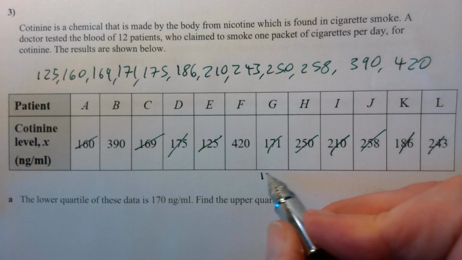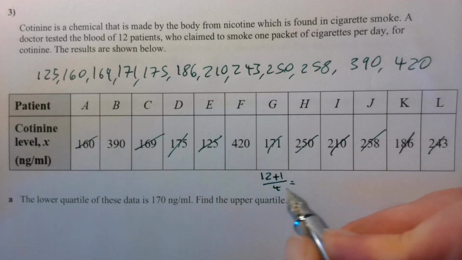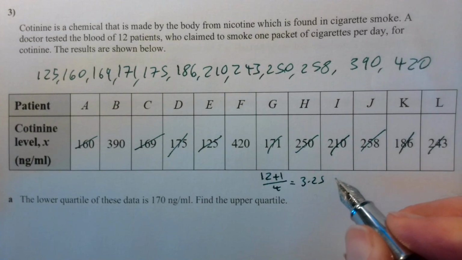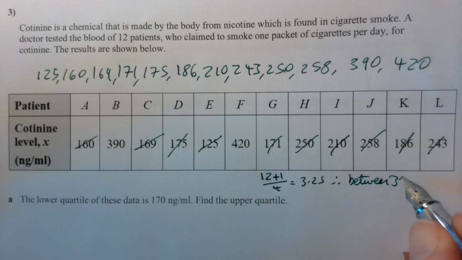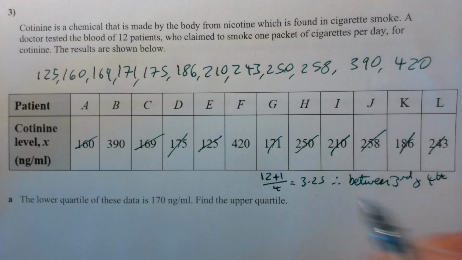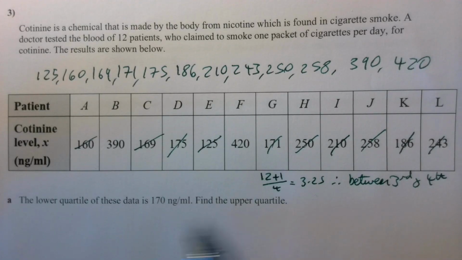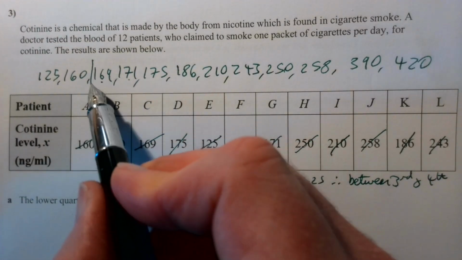So if you add 1 to 12 and divide it by 2, that would tell you where the median was, between the 6th and 7th. If you divide by 4, that gives you 3.25. So that means we are between the 3rd and the 4th. And you don't go for a quarter of the way between it. You just go exactly halfway between those two. Now let's just check that works on here to get 170. So the 3rd is there, the 4th is there.